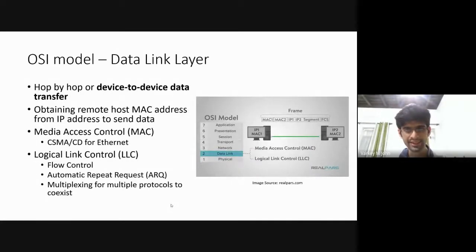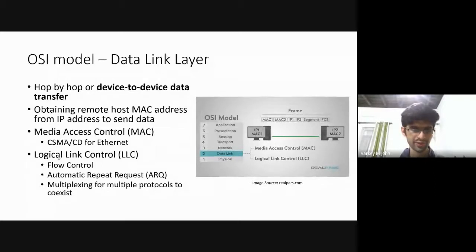Then the next layer is the data link layer. In the data link layer, the device-to-device data transfer happens, within the particular network itself. It mainly uses the MAC address to find the device, and then it sends the data to that device. In this layer itself, there are two main functions. One is media access control, which is basically to check if the medium, which is the Ethernet cable or Wi-Fi, is available for sending data.